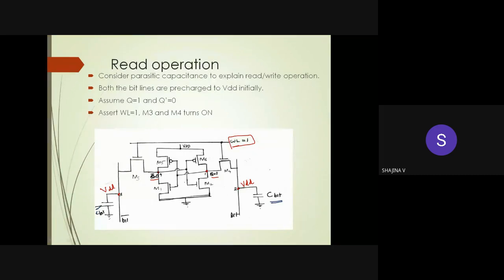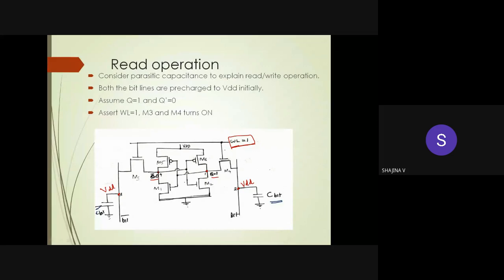I have to read that 1. Initially, the procedure is that we have to pre-charge the bit lines to a voltage VDD. So now at point 2 and point 3, the potential will be VDD. Now, for the read operation, we are making this word line equal to 1, which means transistors M3 and M4 will turn on.